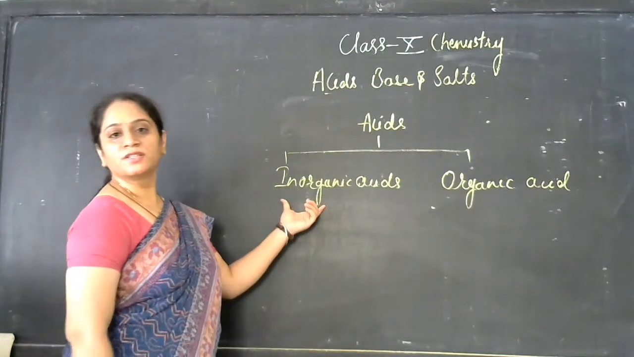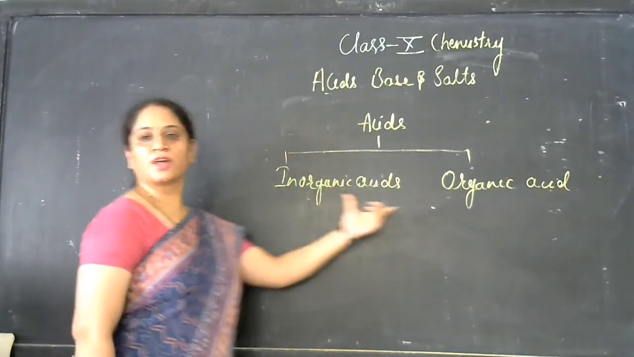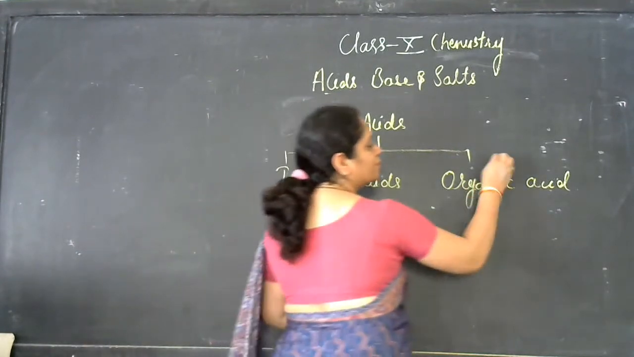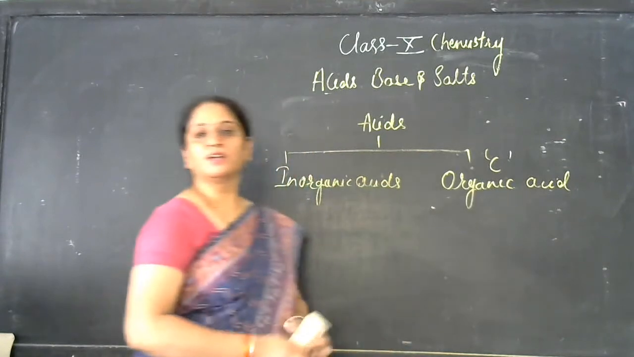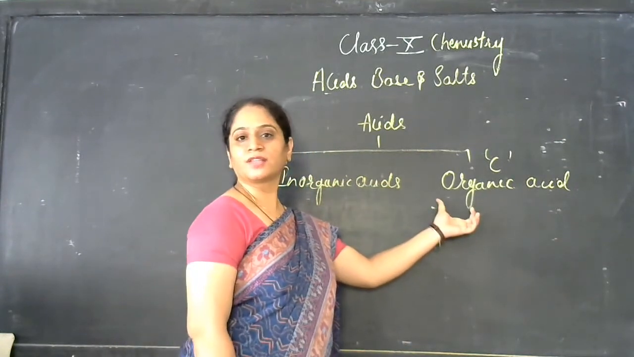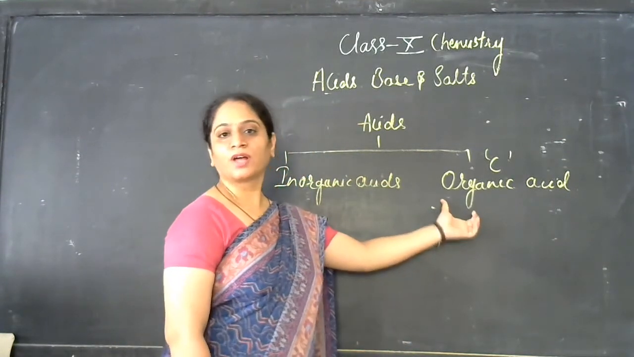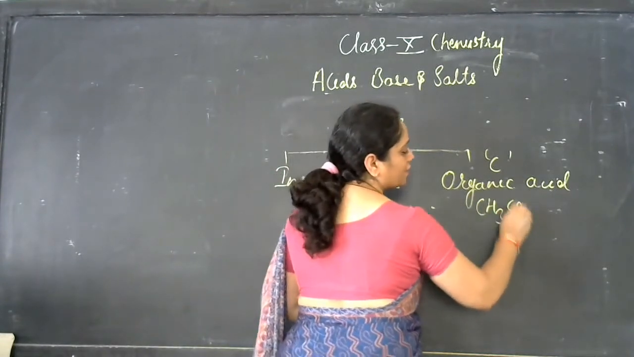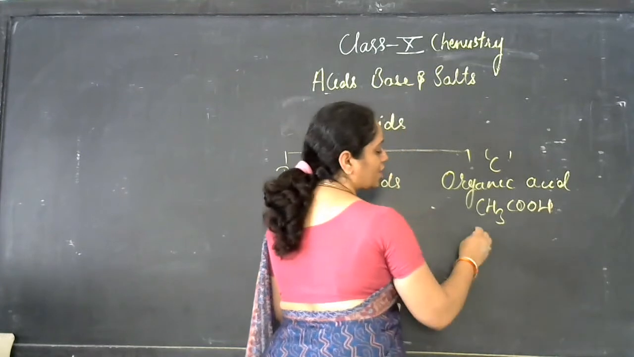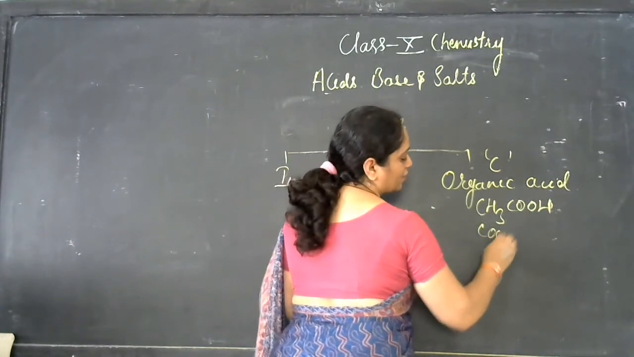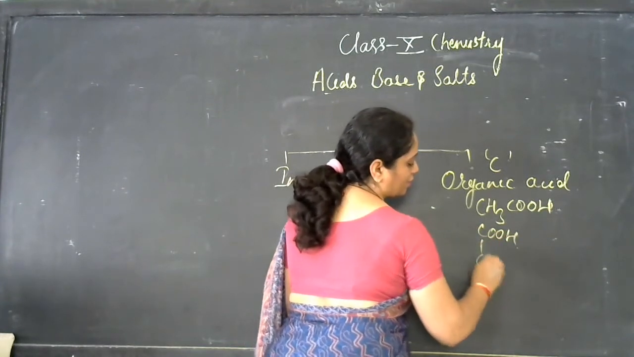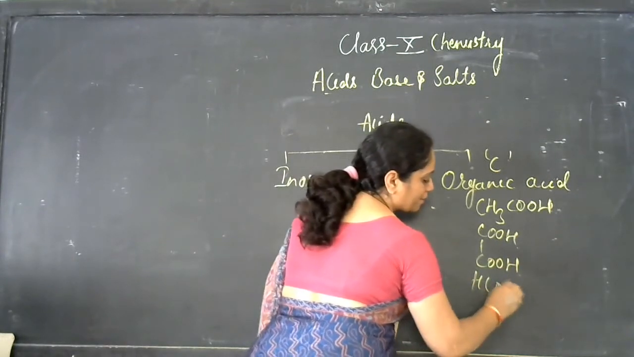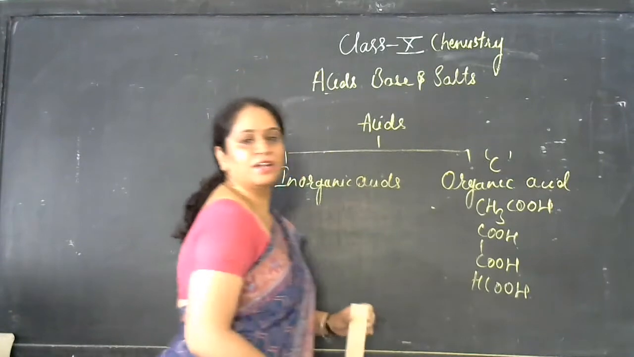Its name itself says that there are inorganic acids and organic acids. Organic acids basically consist of carbon atoms. For example, I can take acetic acid, I can take oxalic acid, I can take formic acid, I can take tartaric acid.